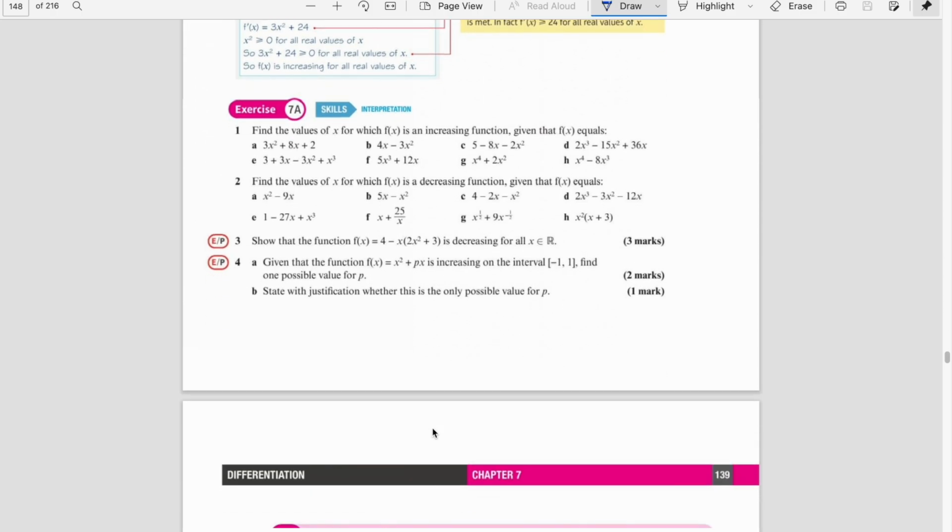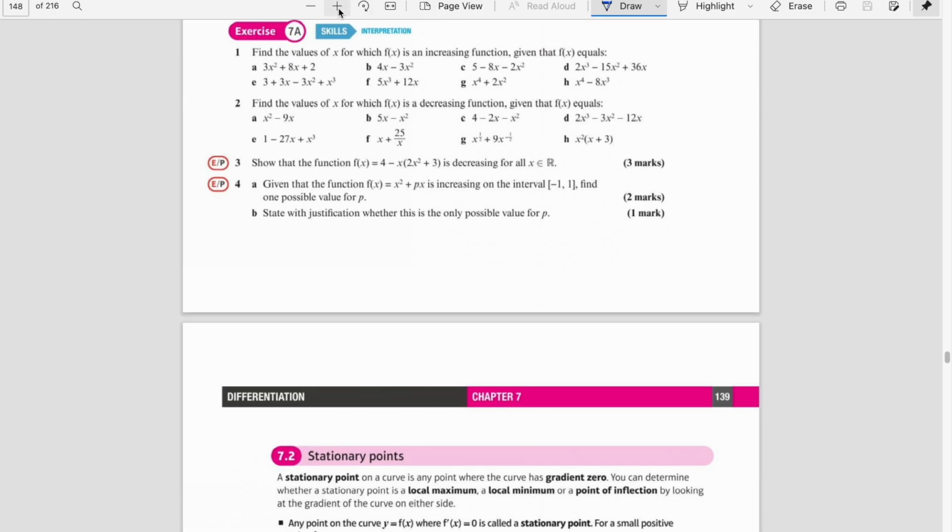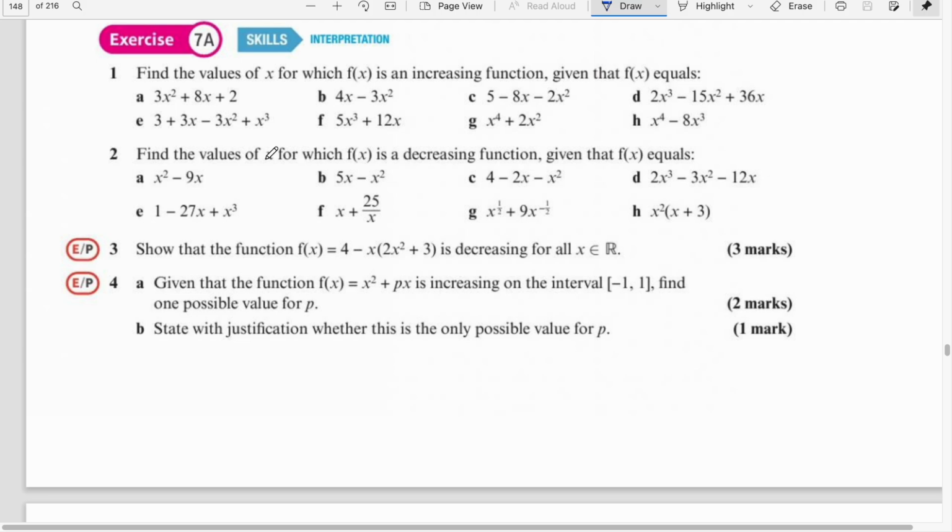If the gradient is positive, it is an increasing function. If it is negative, that is a decreasing function. So, exercise 7a, question 1: find the values of x for which f of x is an increasing function, given that f of x equals this. So increasing function when the gradient is positive.